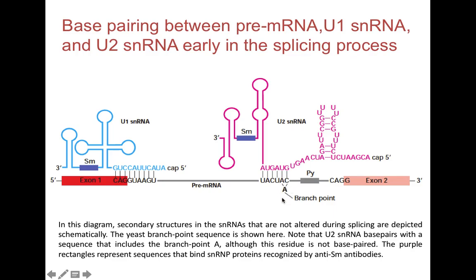So this creates a branch point. That's why we call it a branch point. So this is bulged out by creating a branch here. And this is a pyrimidine rich region where an auxiliary factor, U2AF, has to bind. So these three things initially need to bind to a primary transcript: U1 at the 5' end and U2 at the 3' end, and then an auxiliary factor here. And this creates the initial spliceosome, or the primary spliceosome.